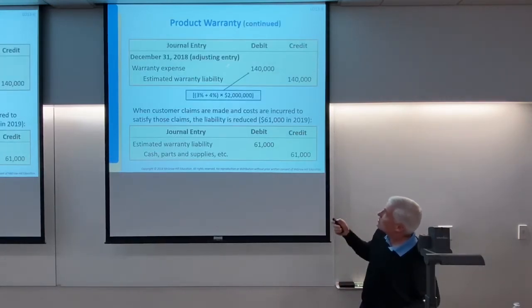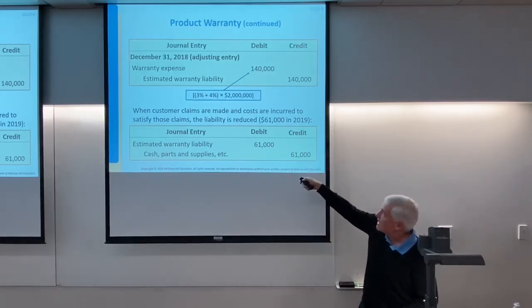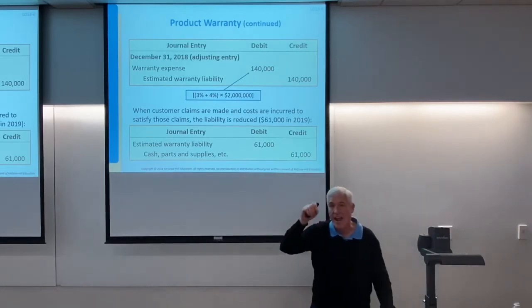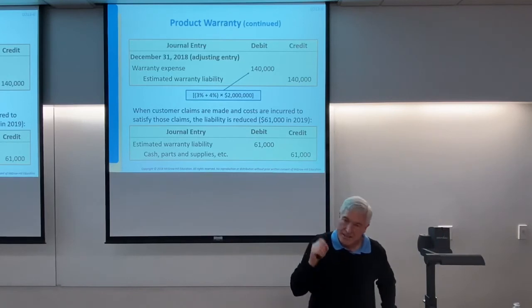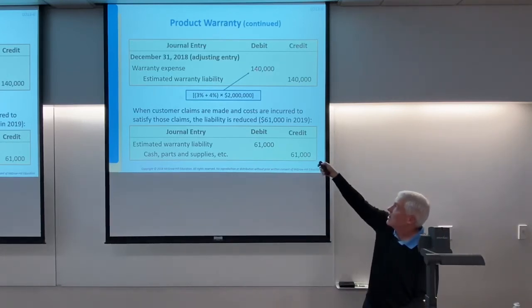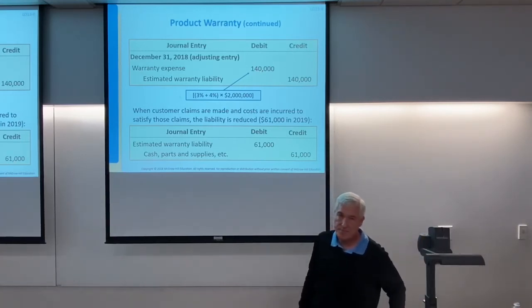But they're also going to have to create warranty expense. Remember, 3% plus 4%, 7% of $2 million. On the very day they sell that product, they incurred a warranty expense. And so they're going to debit warranty expense for $140,000 and credit warranty liability for $140,000.